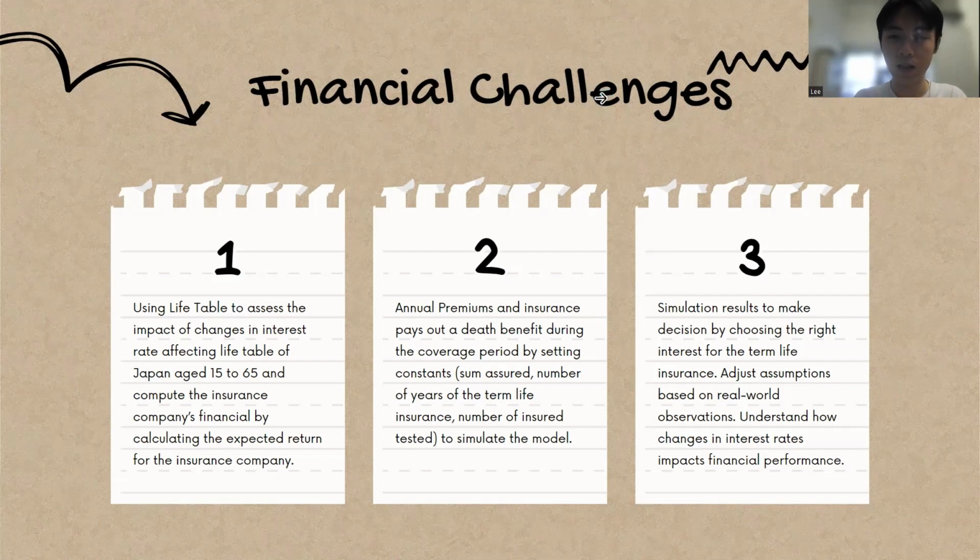The third one is the simulation result helps us make a decision by choosing the right interest rate for the term life insurance by adjusting assumptions based on real world observations. So we can understand how the change of interest rate actually impacts the financial performance of the insurance company.